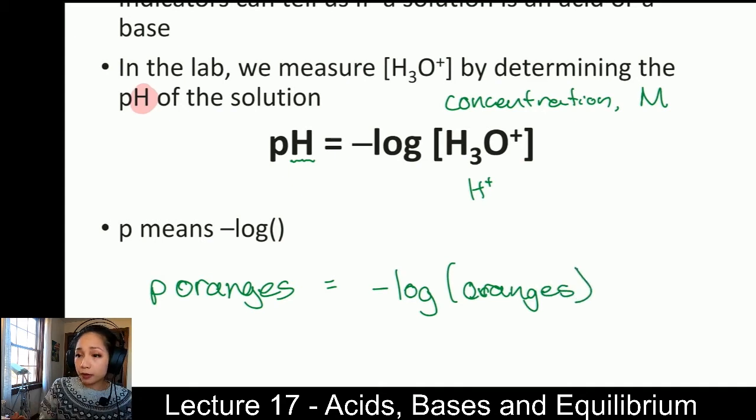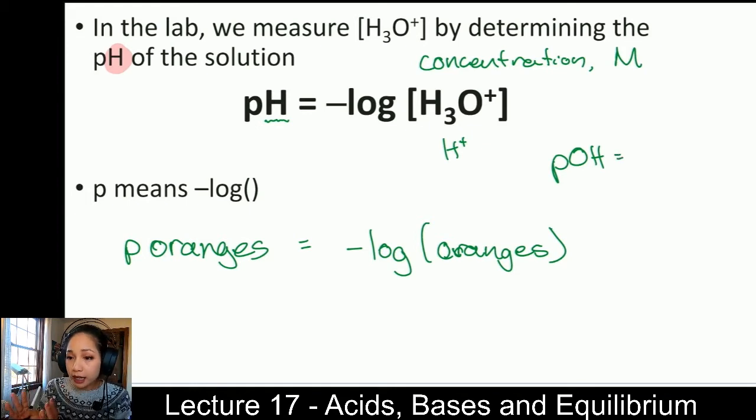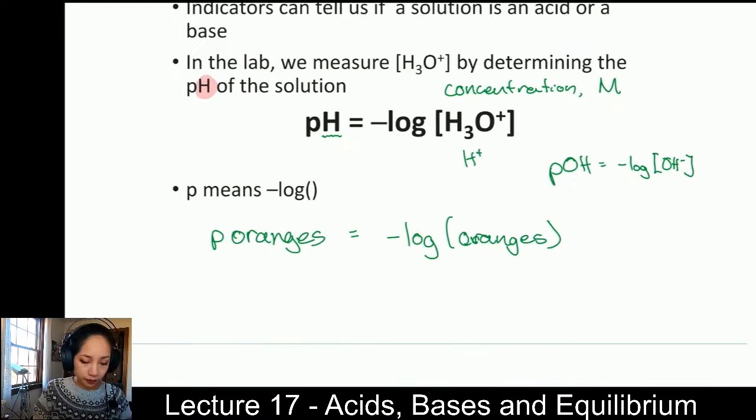And this is important because we can calculate or determine the pH of a solution, H meaning concentration of hydrogen or acid or hydronium. We can also calculate the pOH of a solution. All right, and pOH is, right, we just take the P part, meaning negative log, and so pOH is negative log of the concentration of hydroxide anion. So that's pOH.